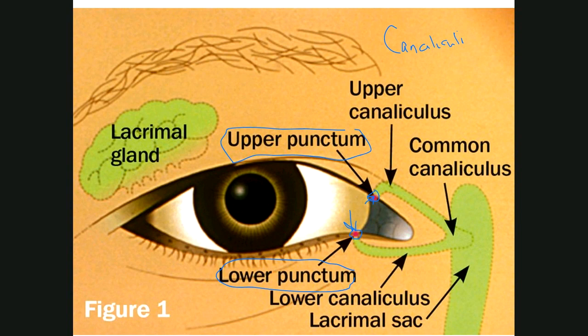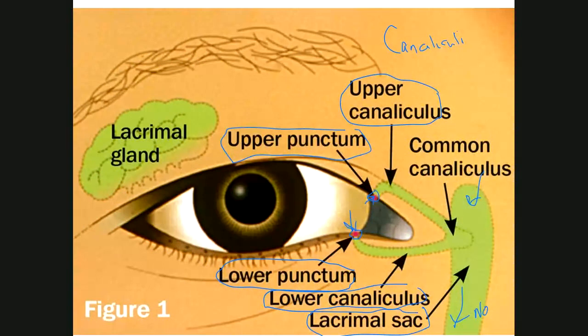But look, there's an upper canaliculus and a lower canaliculus. And then the tears go into this tube. This tube is called the lacrimal sac, and it's going to drain into your nose. So all day long, all night long, we're making tears. They're being wiped across the surface of the eye.